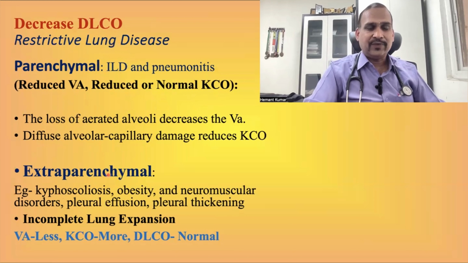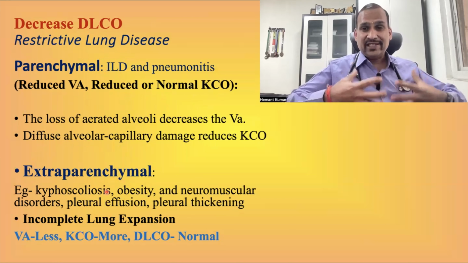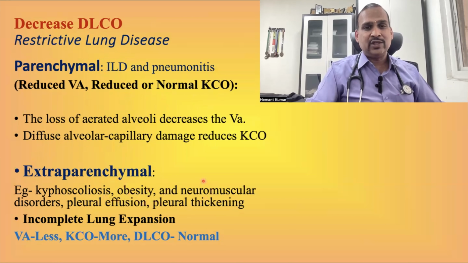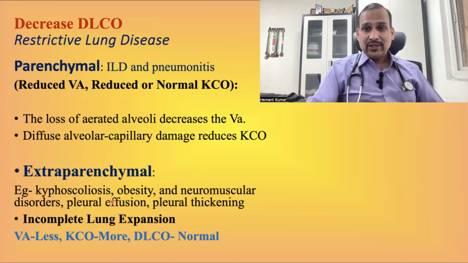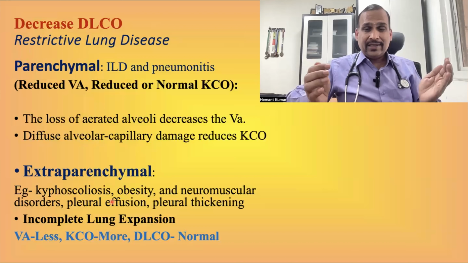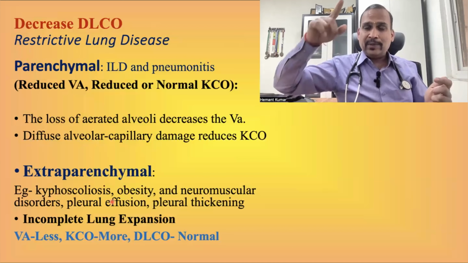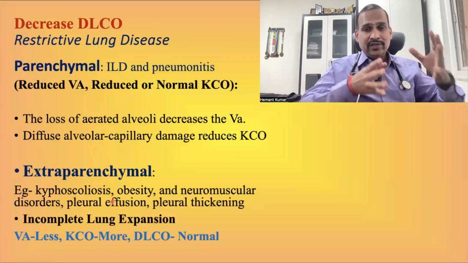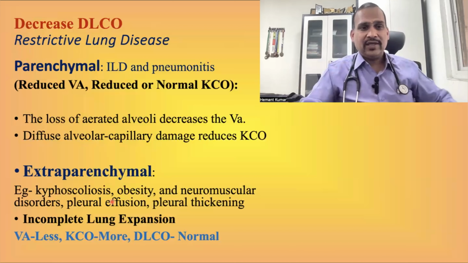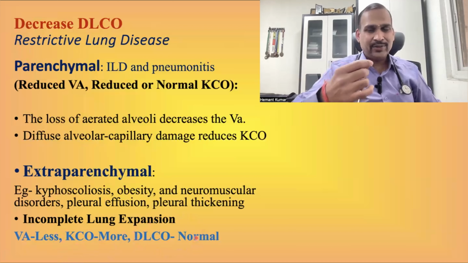Overall there is a decrease in DLCO. If the problem is extraparenchymal, meaning the lung is not able to expand because of an extrapulmonary cause like kyphoscoliosis, obesity, neuromuscular disorder, in that case VA will be reduced because the lung is not able to expand. But the alveolo-capillary membrane is healthy, so diffusion will occur from the normal site. So there will be an increase in KCO. VA is less, but KCO will increase proportionately. It will cause normal DLCO or slightly reduced DLCO.